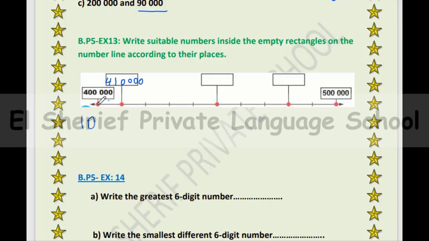Okay, so after 400,000 we will get 410,000. The second space, 420,000, 430,000, 440,000. So here we get 450,000. Okay, after 450,000 we will get 460,000, 470,000 and 480,000.